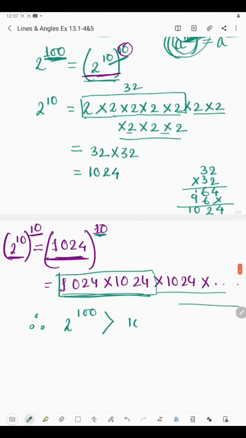So we can write like this, that 2 to the power 100 is greater than 100 square, because the value of 100 square is 10,000, and if you multiply these 4 digits, this is also having 4 digits, this is also having 4 digits, if you multiply these two, you will be getting more than 10,000. So directly we can write that 2 to the power 100 is greater than 100 square. Okay, now coming to the last part.